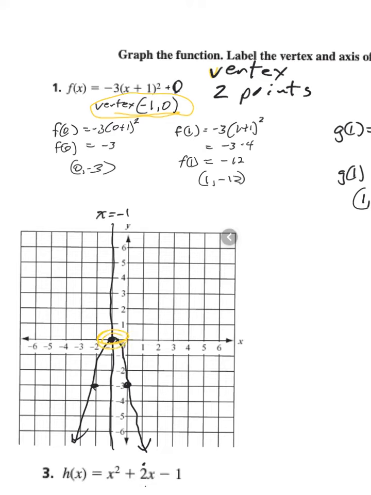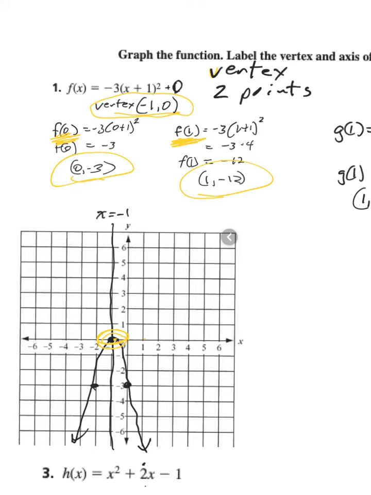I chose 2 points to the right. So from -1, you go 0, 1. I'm going to calculate f of 0 here and f of 1 up here. And I end up with 0, -3, and 1, -12. Again, I apologize for the graph, but just go ahead and do it with the 3 points for now. And this is the graph I got.